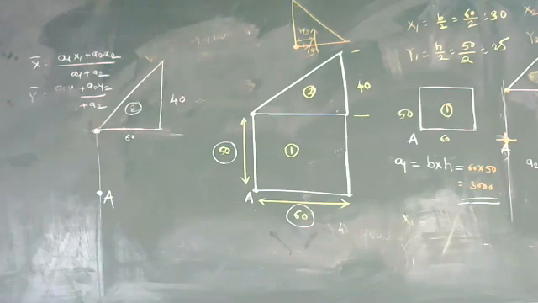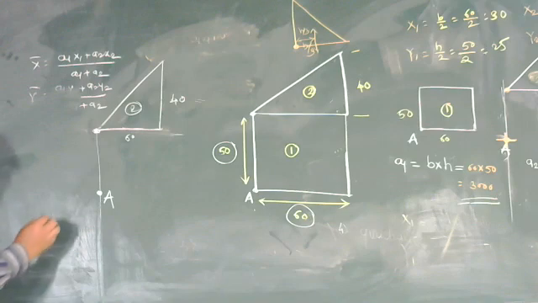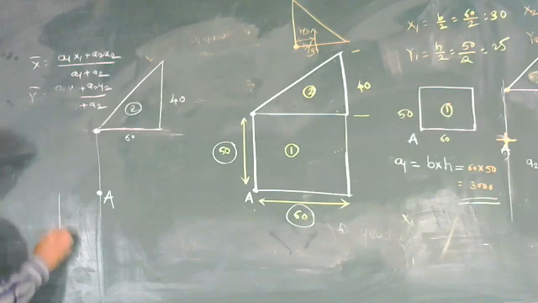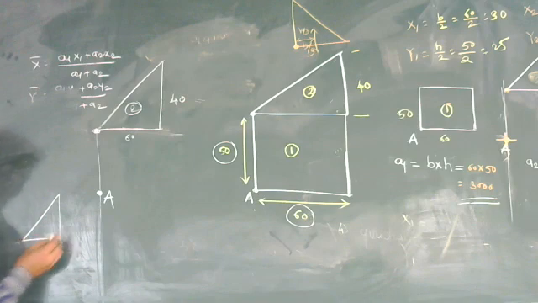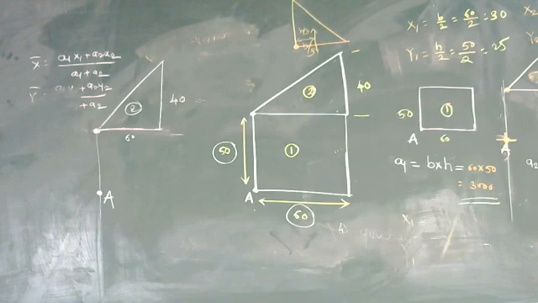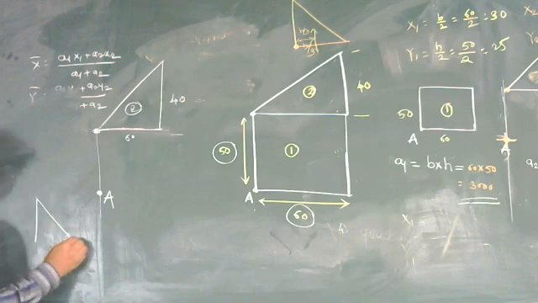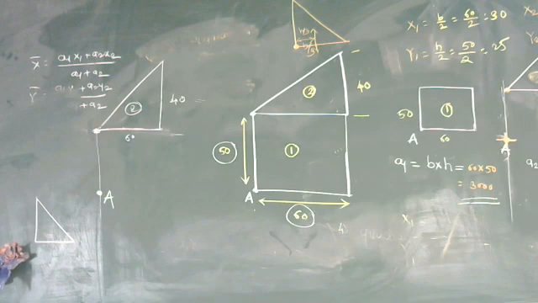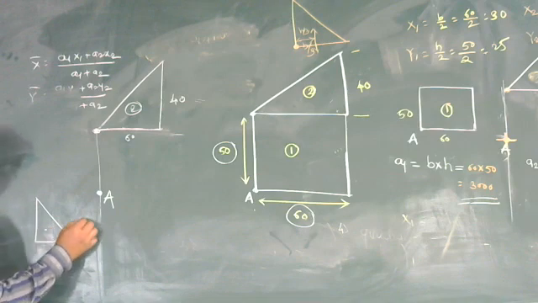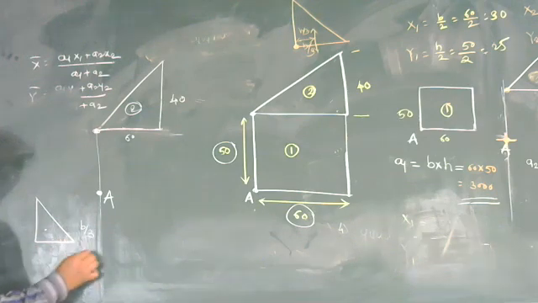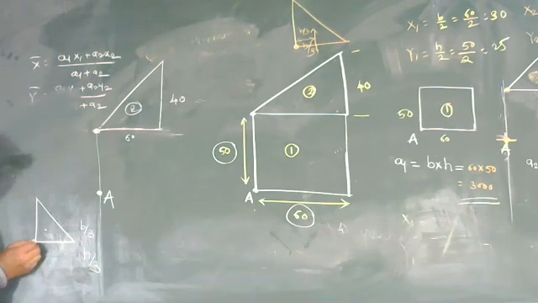Clear? Now, what is the formula to find out centroid of a right angle triangle? जो मैंने आपको स्टैंडर्ड फॉर्मूला बताया था, इस राइट एंगल ट्रायंगल का फॉर्मूला बताया था. तो this is the right angle triangle and इसका हमको फॉर्मूला पता है. So here it is b by 3 and h by 3. From which location? From this corner.